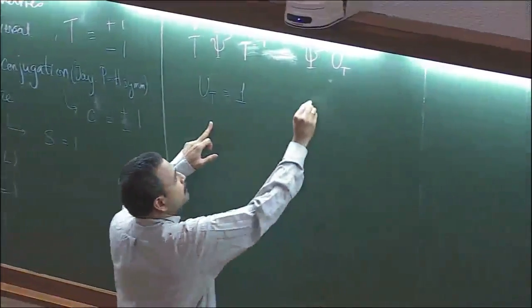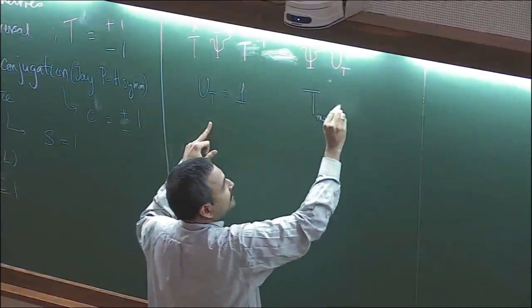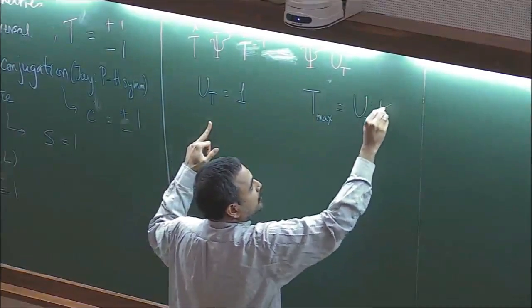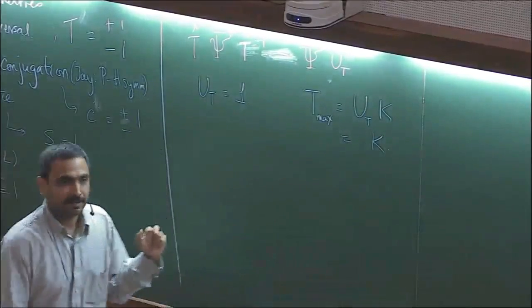And you can also write a matrix representation of this time reversal operator, and that is actually U_T K, and if I put U_T equal to 1, it's just complex conjugation, right?